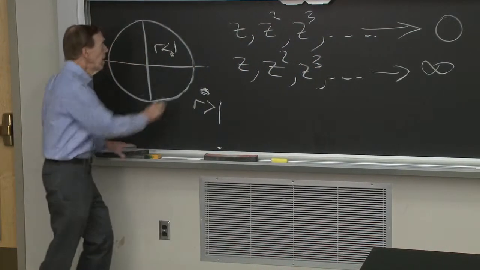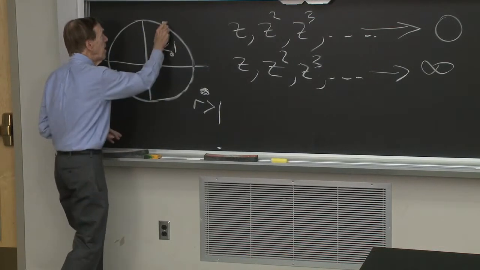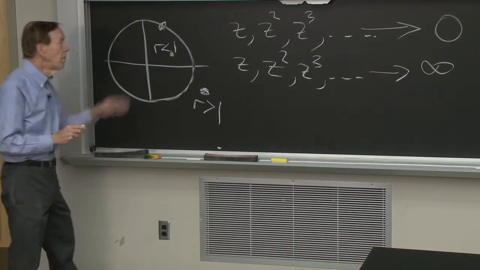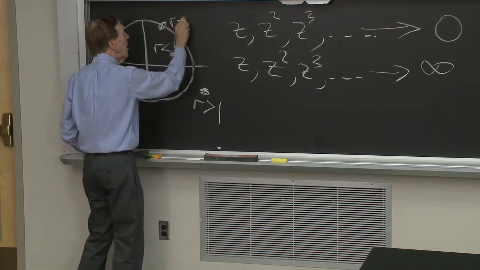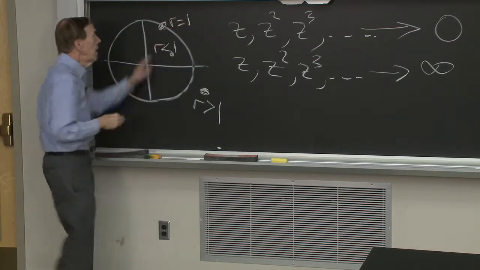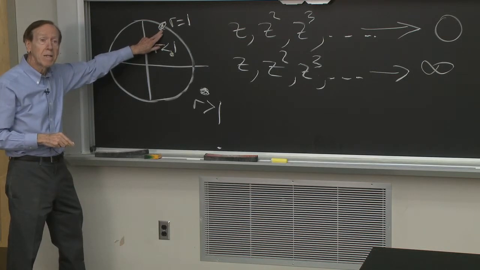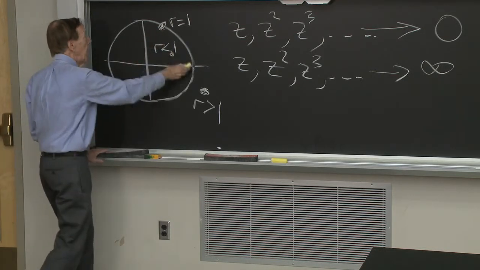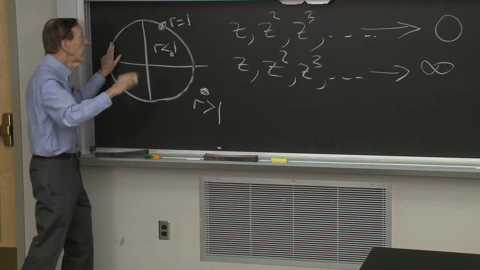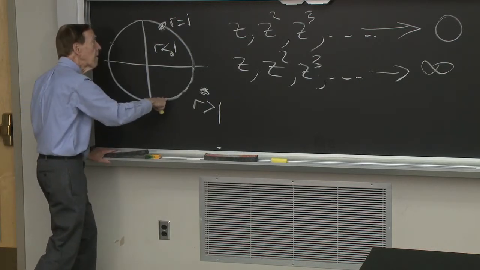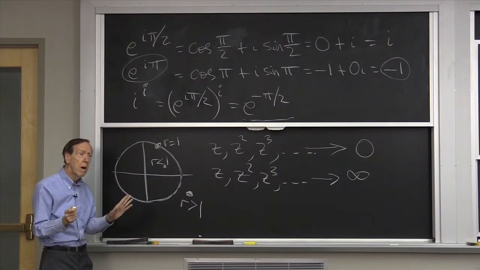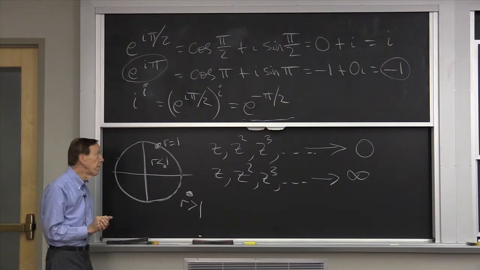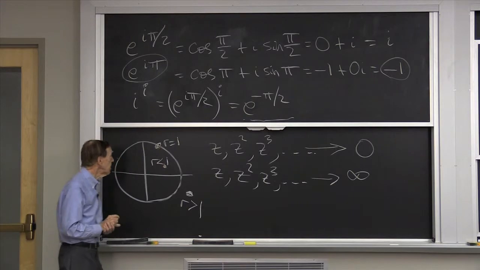Okay. And points on the circle. Now let me take a point on the circle. What happens to those? This is r equal 1, on the circle. The square of that is on the circle again, at twice the angle. The cube is 3 times the angle, 4 times the angle. So I'm running around the circle, or jumping around the circle, when I take powers of that one.